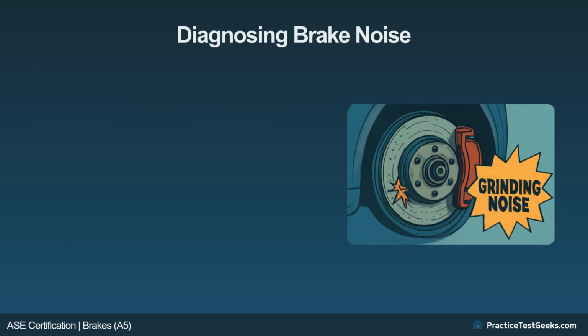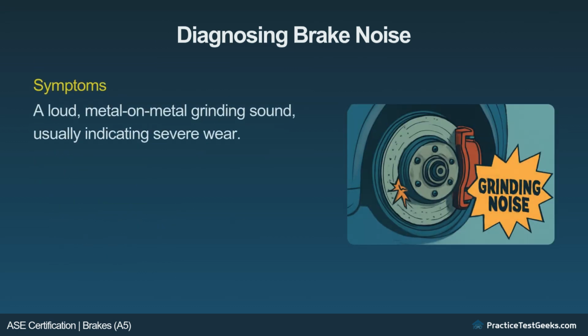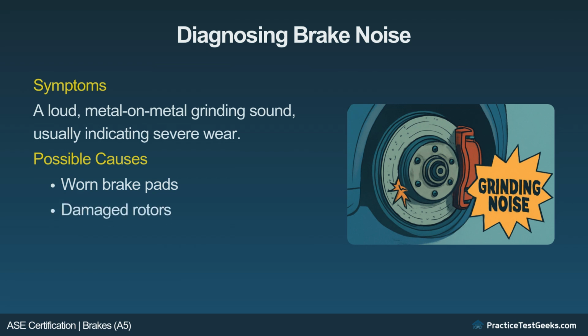Grinding noise. Symptoms: a loud, metal-on-metal grinding sound, usually indicating severe wear. Possible causes: worn brake pads. When the brake pads wear down to the metal, they make a grinding noise as they contact the rotor. Damaged rotors. Grooved or scored rotors from excessive wear or contamination can also cause grinding.